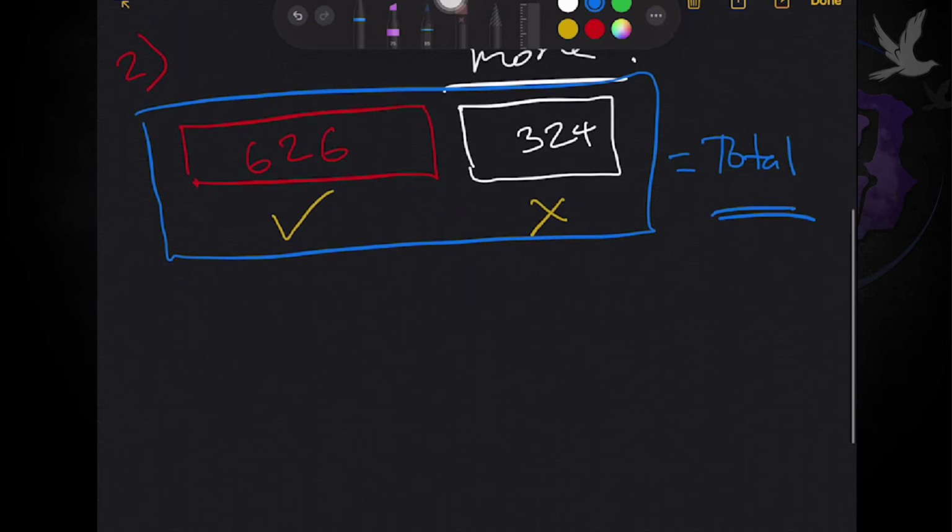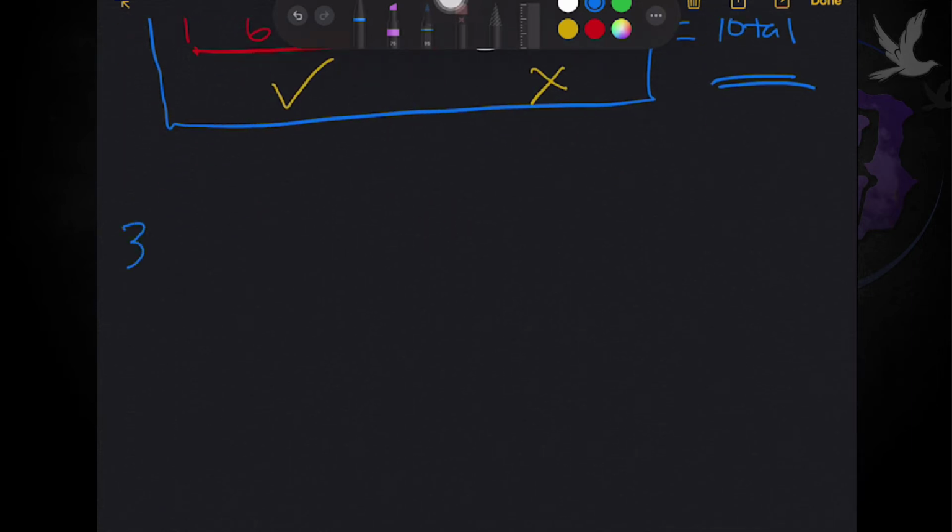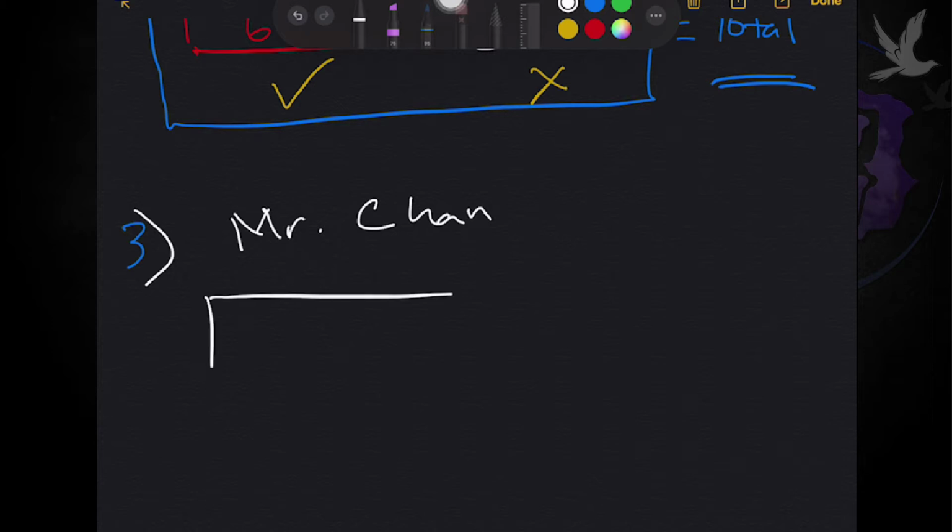Let's proceed to number 3. Okay, number 3 tayo. Mr. Chan has 267 highlighter pens in his stationery shop. Okay, meron na daw si Mr. Chan. Mr. Chan owns a stationery shop. Okay, and he already has 267 highlighter pens.